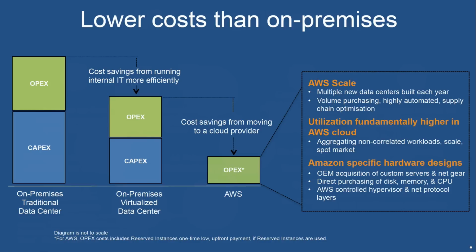So combining together the scale that AWS has, which helps us drive down those unit costs, the high levels of utilization that we're able to drive by, we call it aggregating non-correlated workloads, but it means basically merging together demand from lots of different customers with different workload profiles onto the same infrastructure platform and getting reuse.